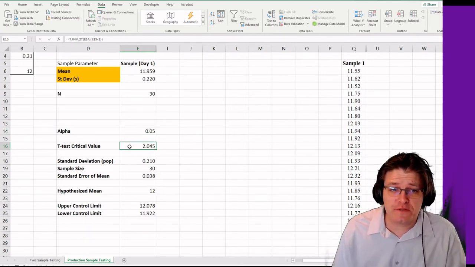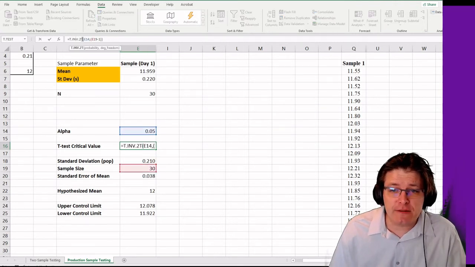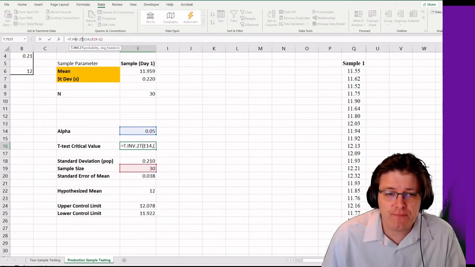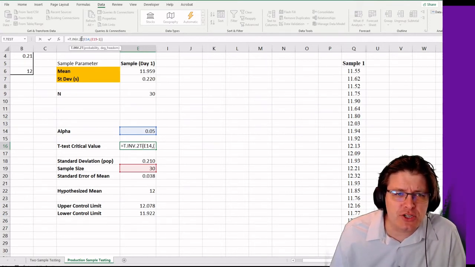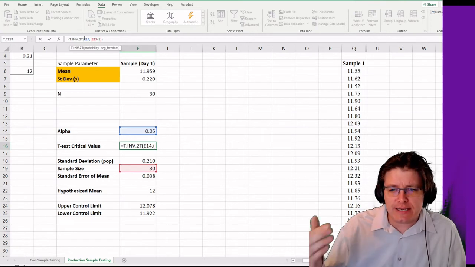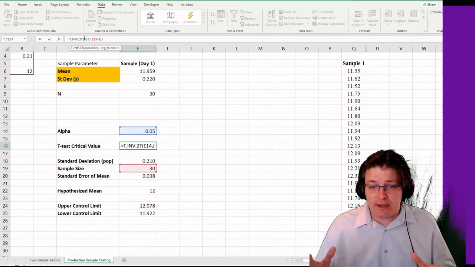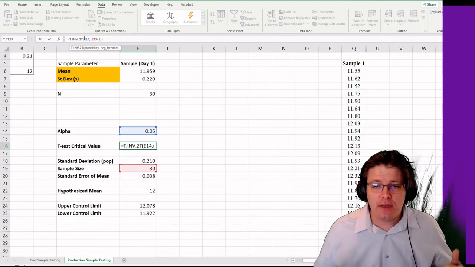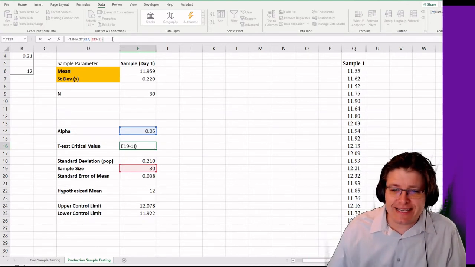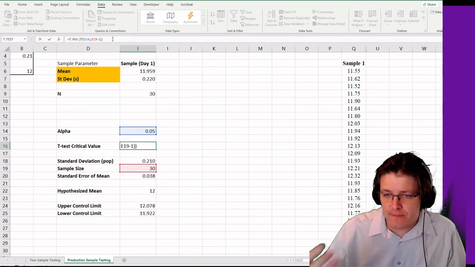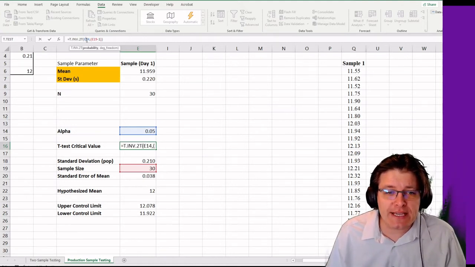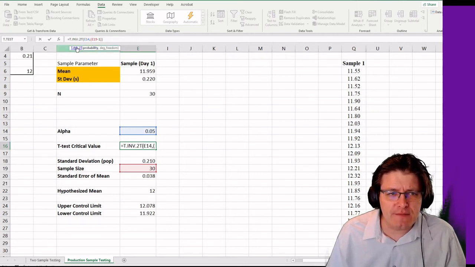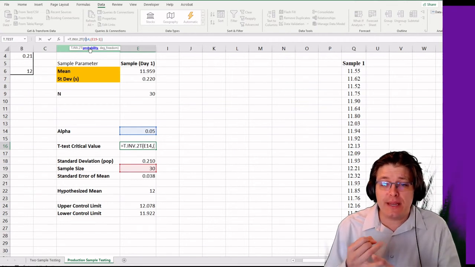Excel has some tools for this. There's something called the t inverse function, and there's one for each side of the tails, and then this is the two-tail. T.INV.2T is the two-tailed one, and it's going to spit out the t value for whatever percent we're interested in. When I type in T.INV.2T, it asks for a probability and a degrees of freedom.